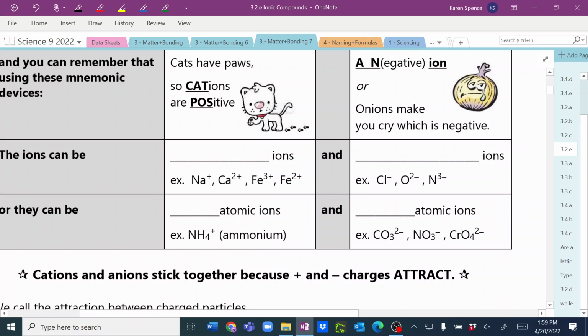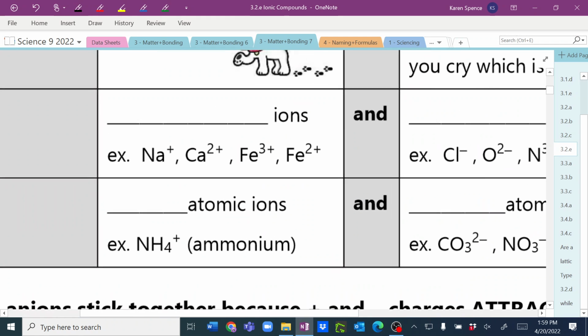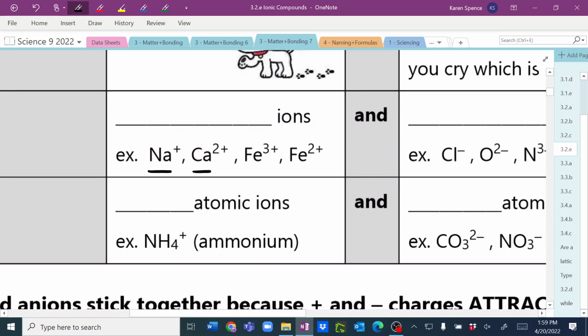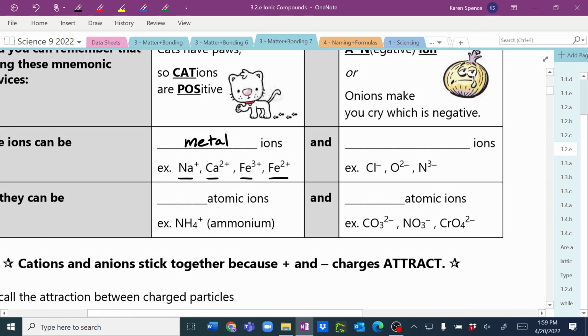These ions can be... Oh, what do all the elements here have in common? They're all positive, but what do all these four have in common? They're all metals. So the cations can be metal ions, and the anions can be non-metal. And so far, that's all we've learned about.